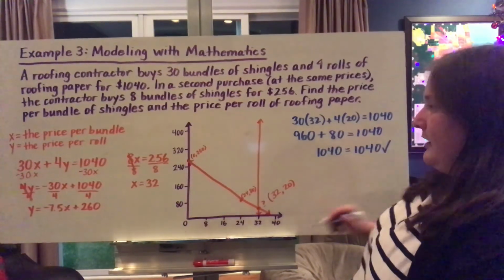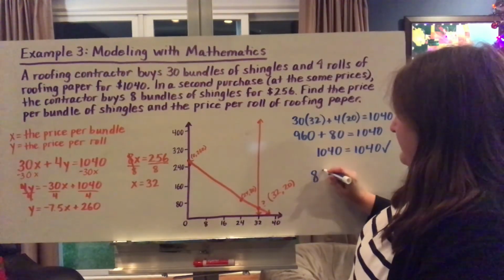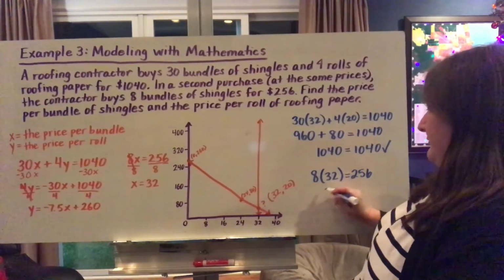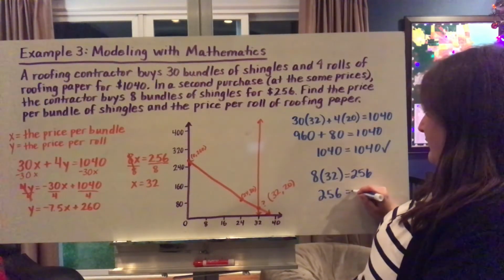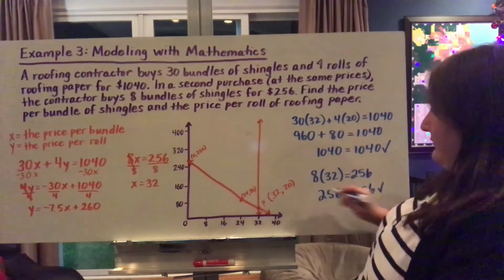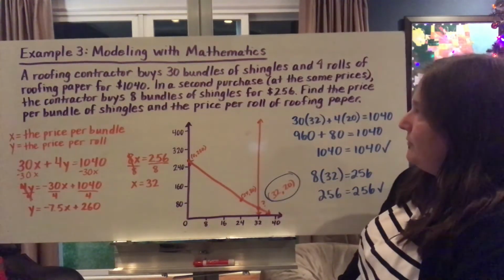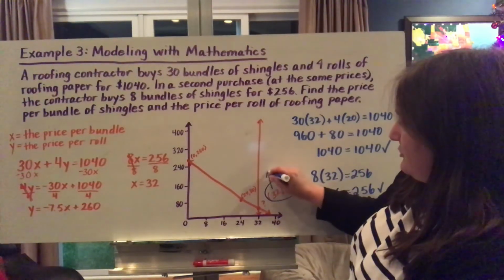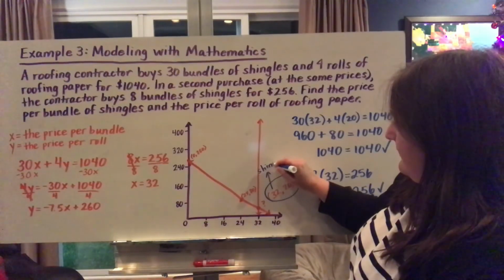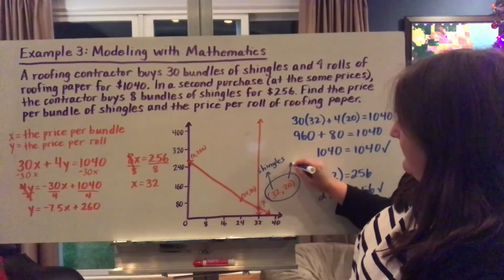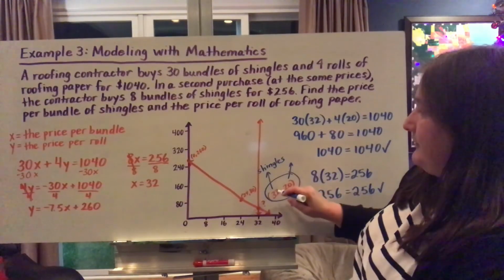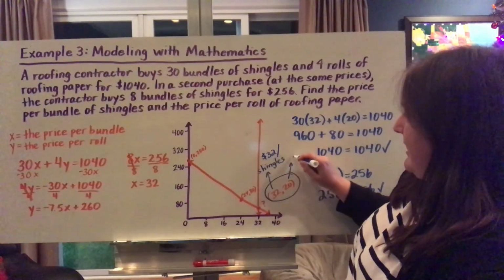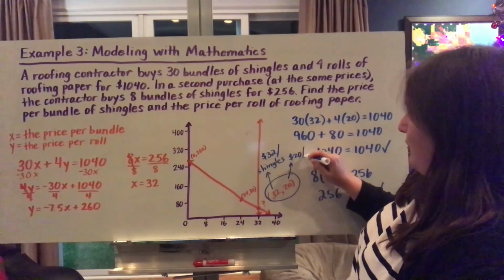So it checks out. For my second equation, it was 8 times x, which is 32, equals 256. And 8 times 32 is 256. So my point checks out for both equations. So the solution here is (32, 20). Not 32 bundles of shingles, I'm sorry. It's $32 per bundle of shingles and $20 per roll of roofing paper.